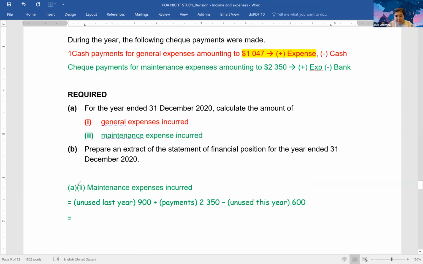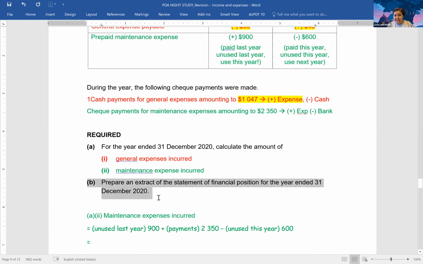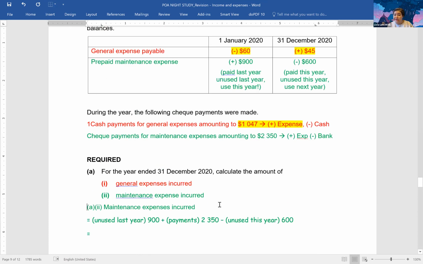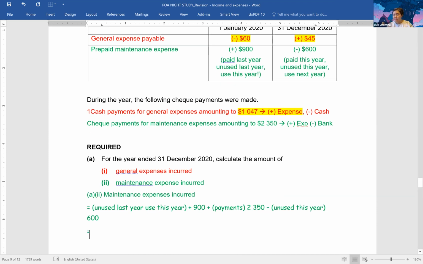Unused last year, your maintenance expense, $900. You never used last year, so you use this year. So you're going to increase $900, plus your payment, minus away your unused. Everybody are wrong at the answer. Oh, not everybody wrong. Some people, half. The answer is 2650.